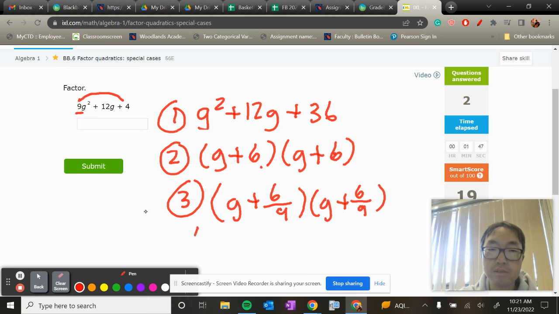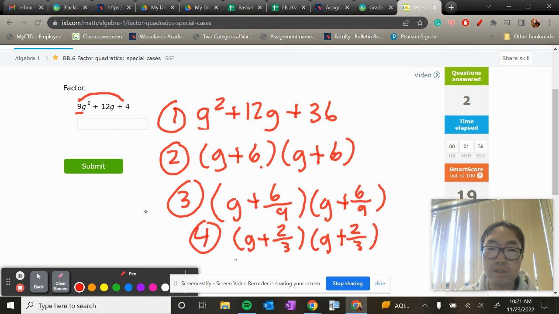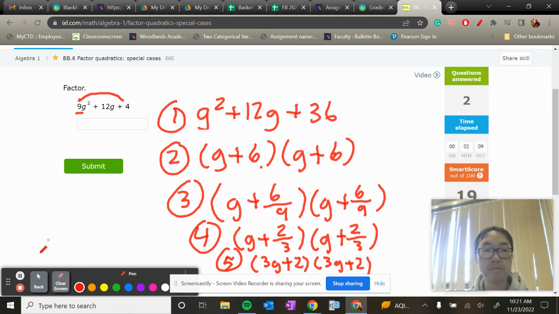Then I'm going to simplify. And lastly, I put the denominator in front, and it'll act as the coefficient. And you type that in.